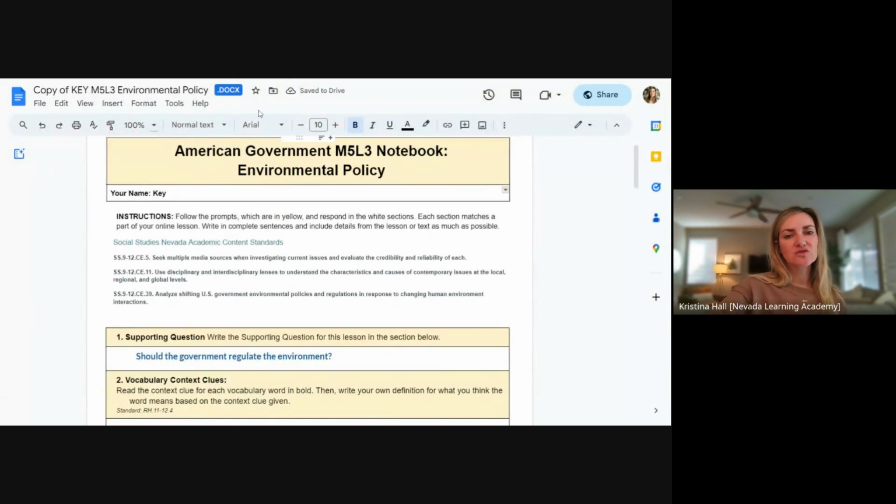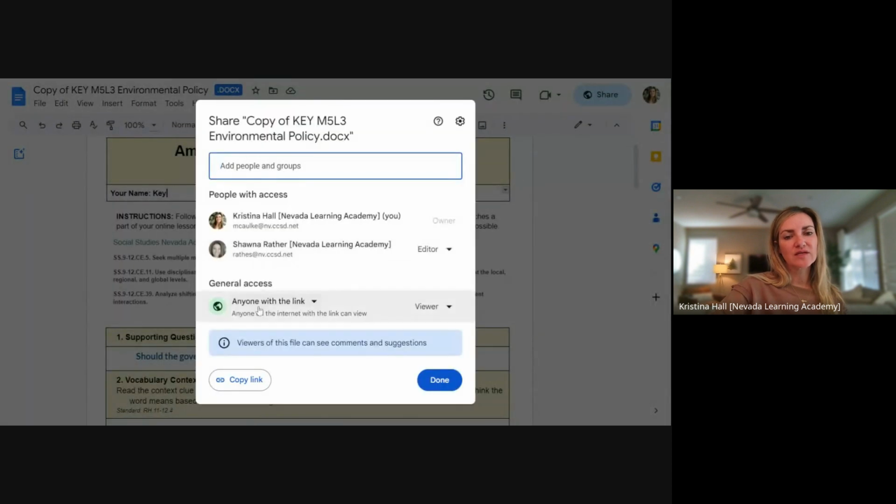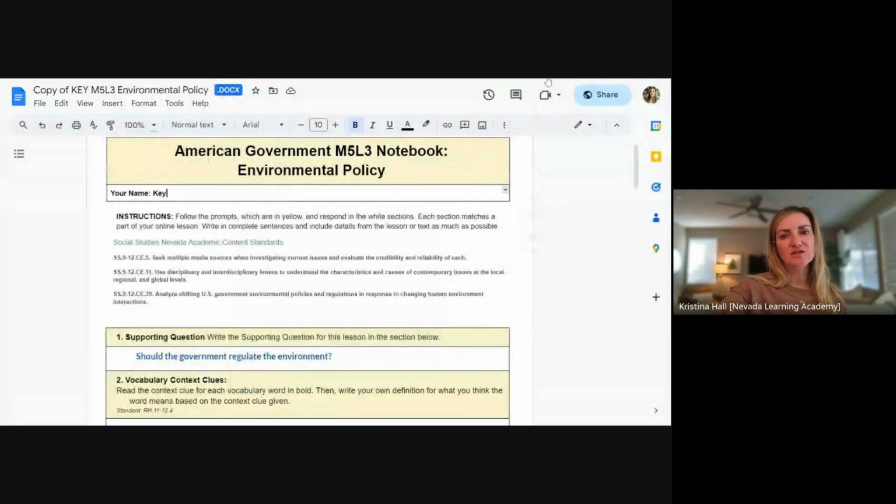Once you have that open, you need to save it to your Google Drive, okay? And then make it shareable, right? So shareable, anyone with the link, okay? So I'll give you a minute to do that. I'm going to put my dog outside because she's thrashing around quite a bit. So get this open, save it to your Google Drive, make it shareable, and then we're going to get started. I'll be right back.